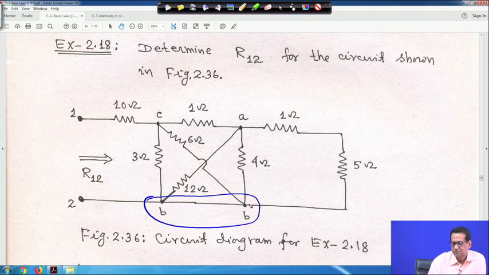Now, if you try to make the equivalent, from your intuition you can find out that this 4 and 12 ohm are in parallel. Similarly, this 6 and 3 are in parallel. Let me redraw it a little for your understanding.